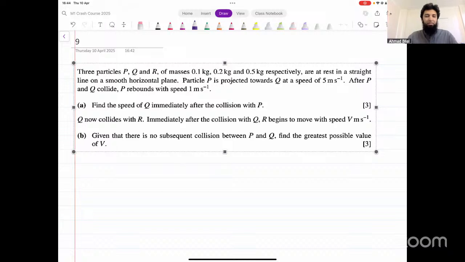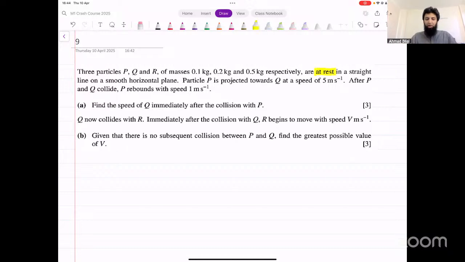Okay, Jenny, let's get started. So let's start with some momentum questions. First of all, this is question number 9 from the worksheet. It says 3 particles P, Q, and R of masses 0.1 kilograms, 0.2 kilograms, and 0.5 kilograms respectively. They are at rest in a straight line on a smooth horizontal plane. So initially, all of them are at rest.